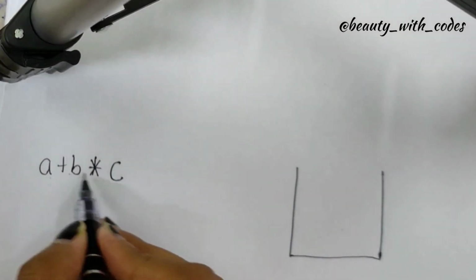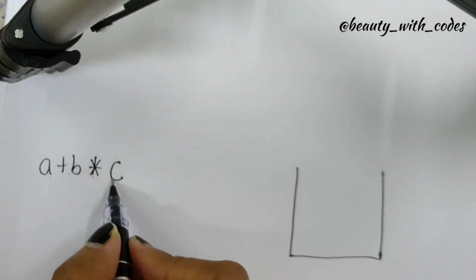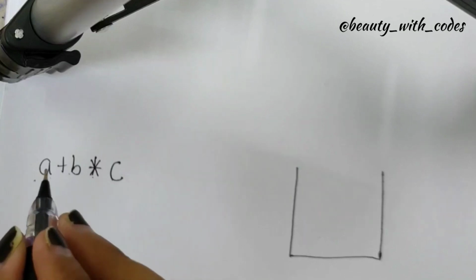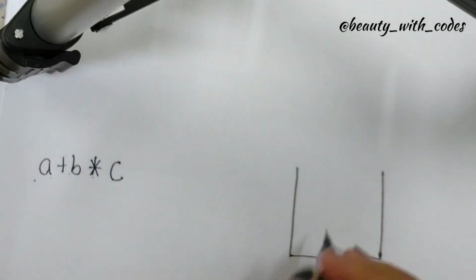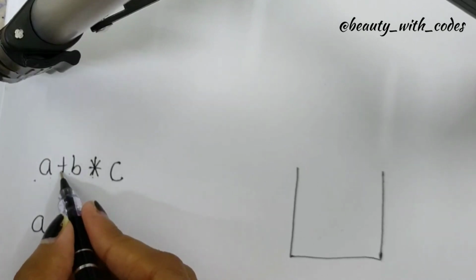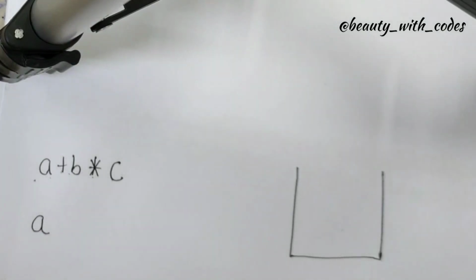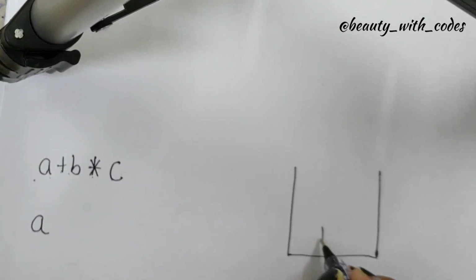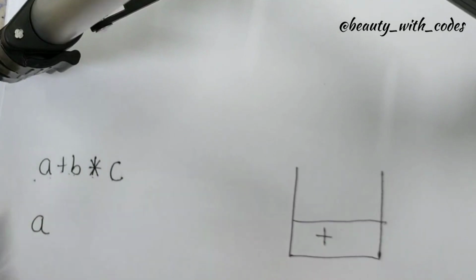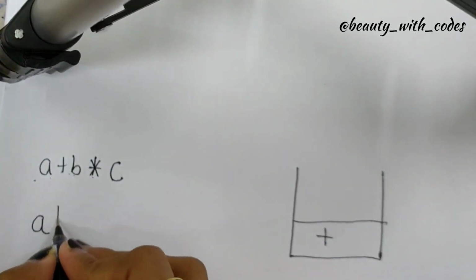So A plus B multiplied by C. Okay, so the first element is nothing but A. Since A is an operand, it is not supposed to be pushed, so we'll simply write A. Okay, after that plus is here, but plus is an operator, and since our stack is empty, plus is supposed to be pushed, isn't it? So A plus, then B. B is an operand, so B.